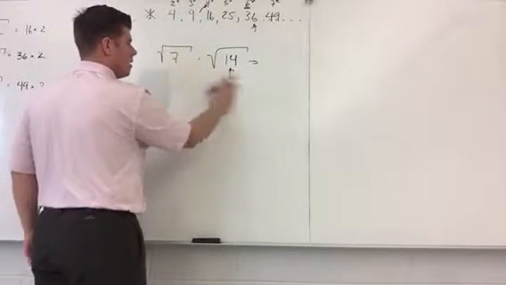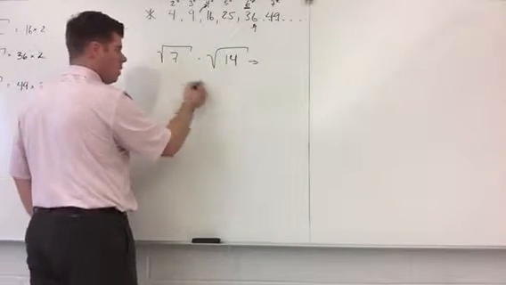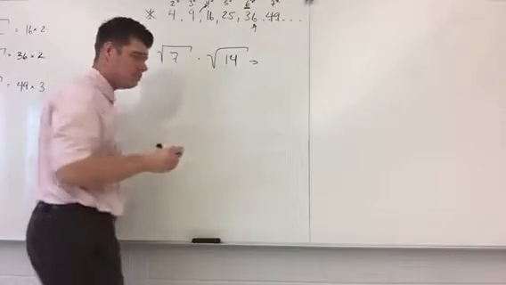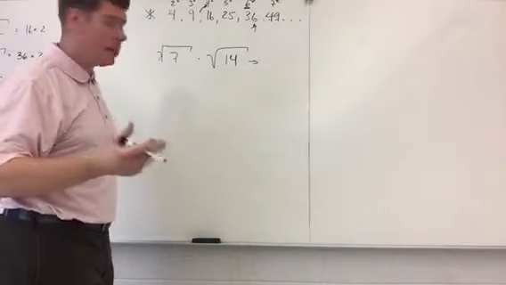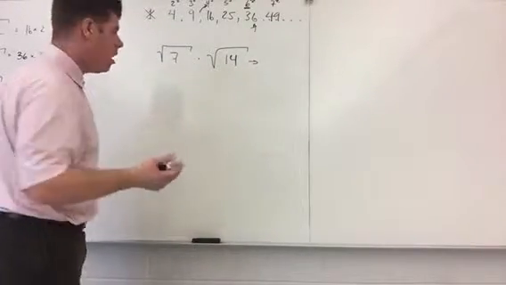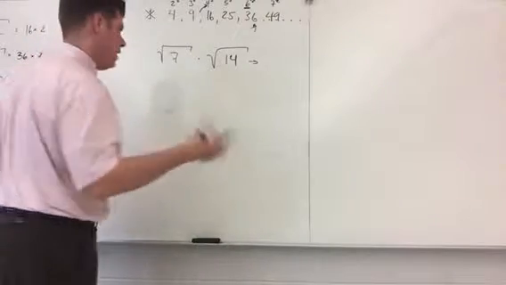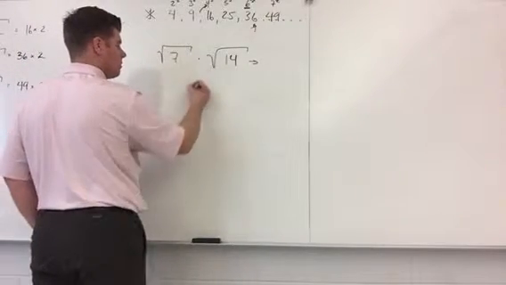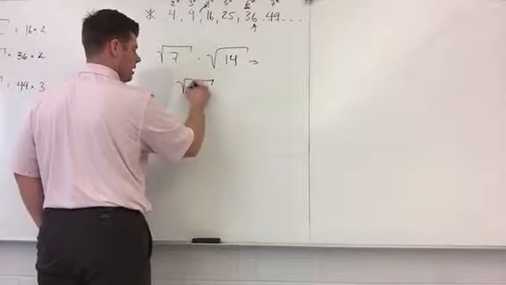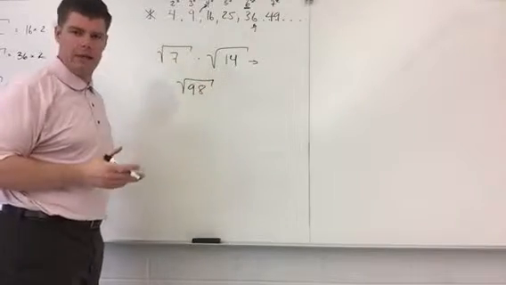So if you want to do it one way, one route is to do 7 times 14. And 7 times 14 just so happens to be 98. So I can write this as the square root of 98, okay?